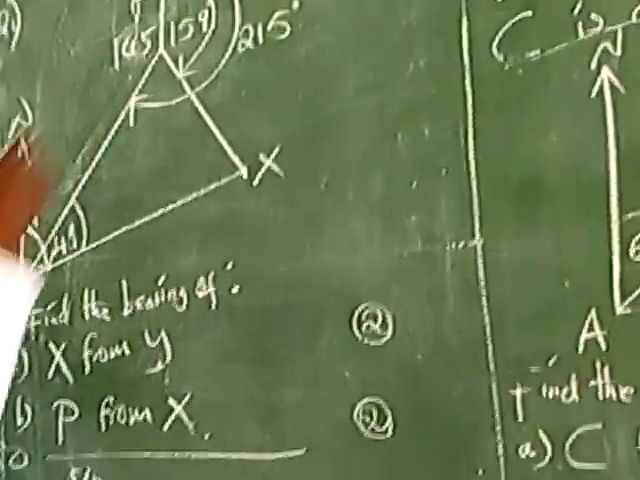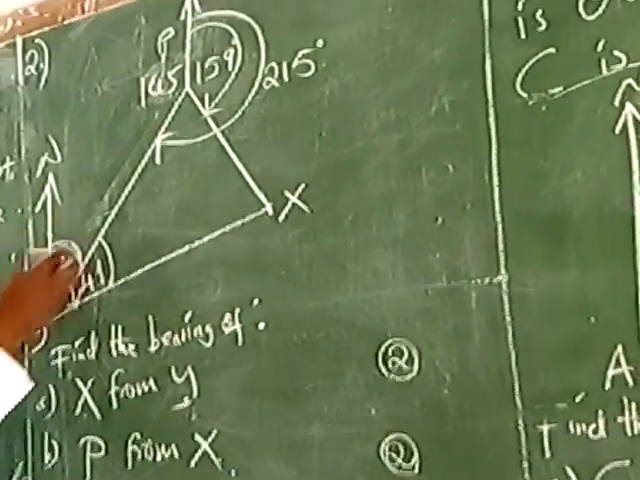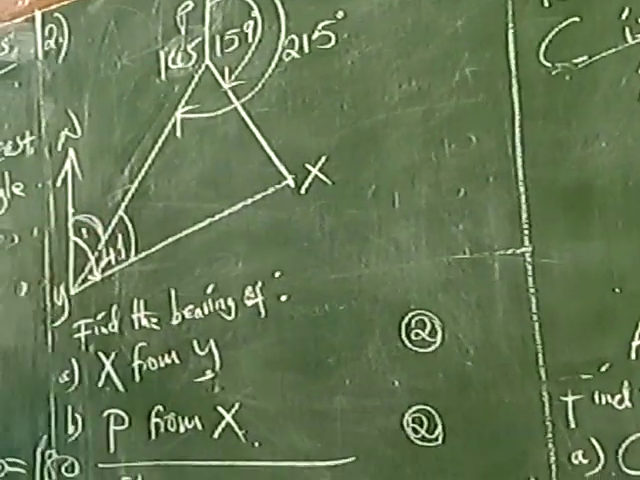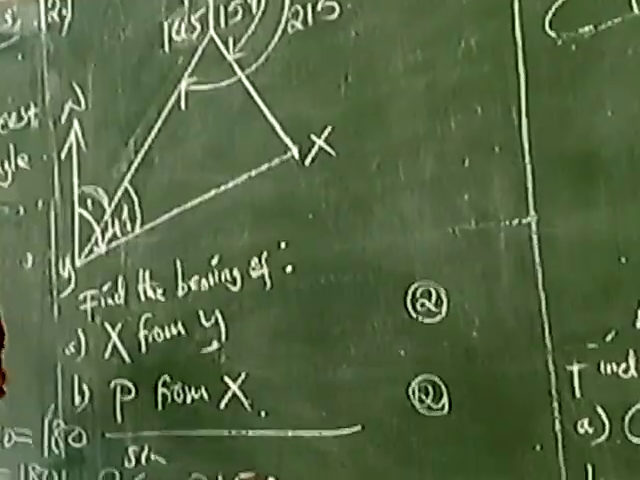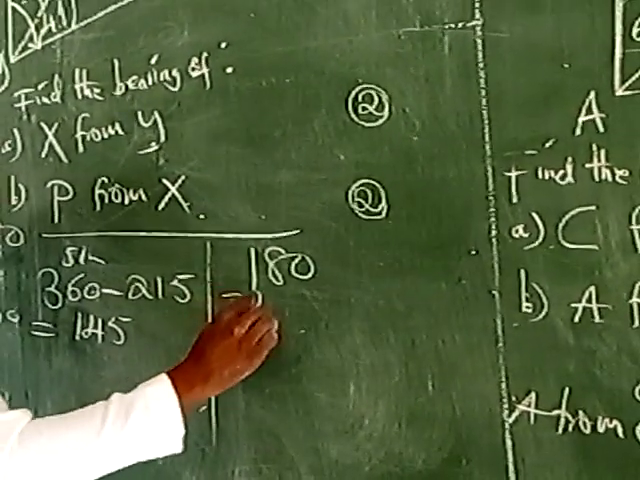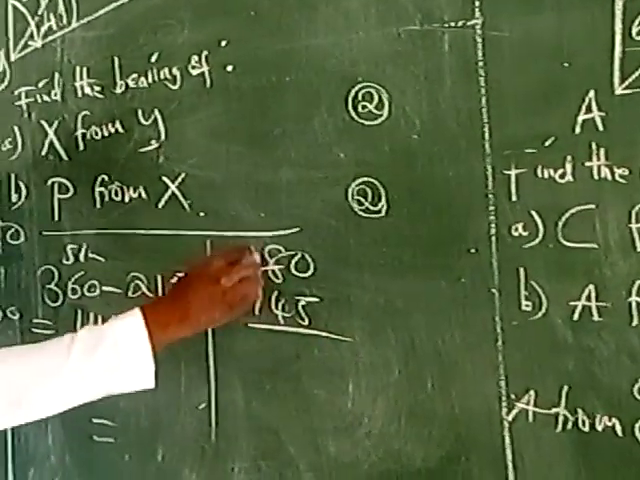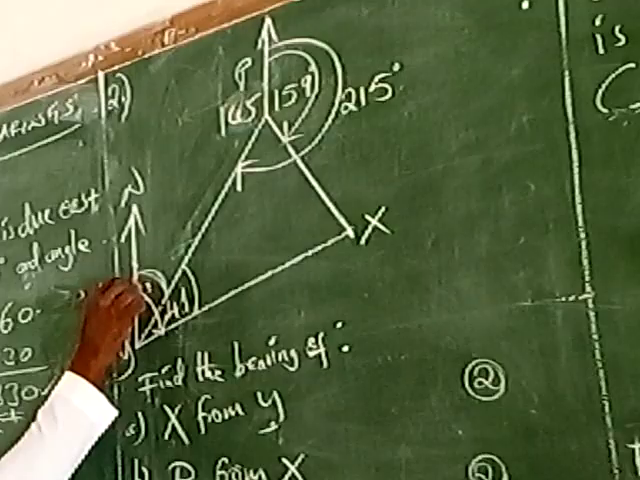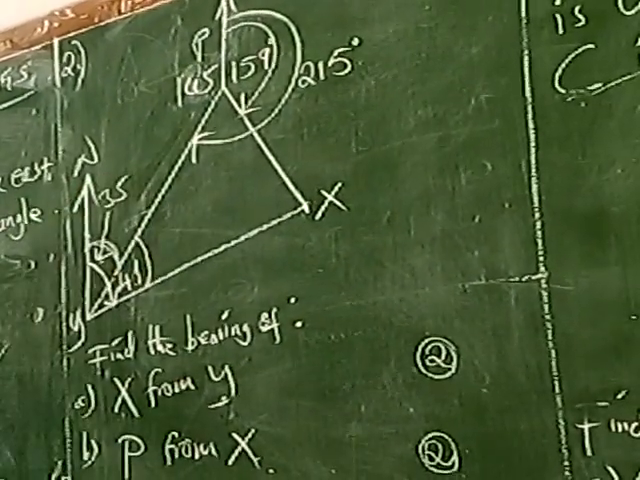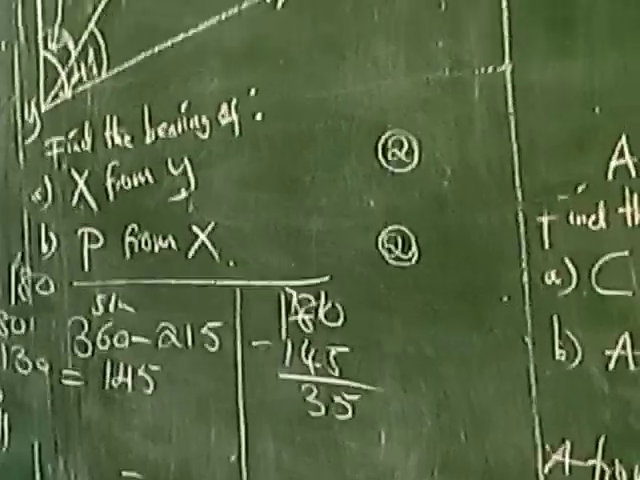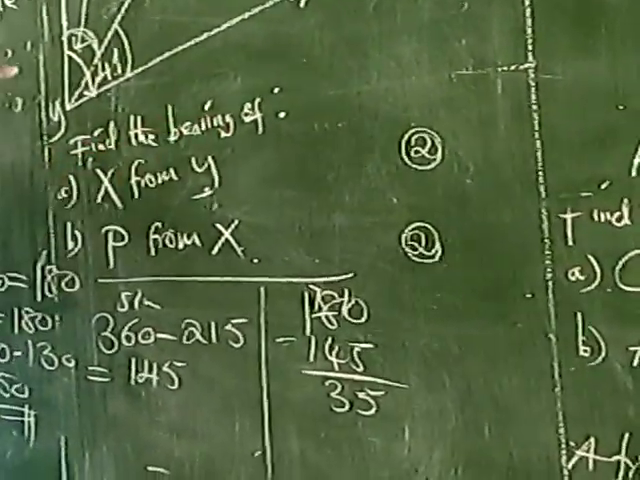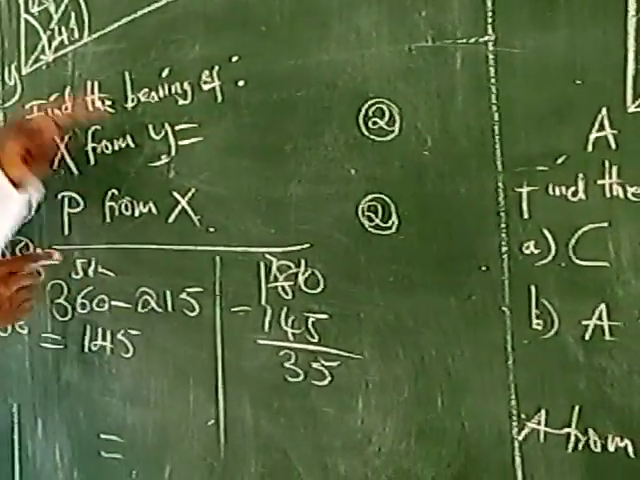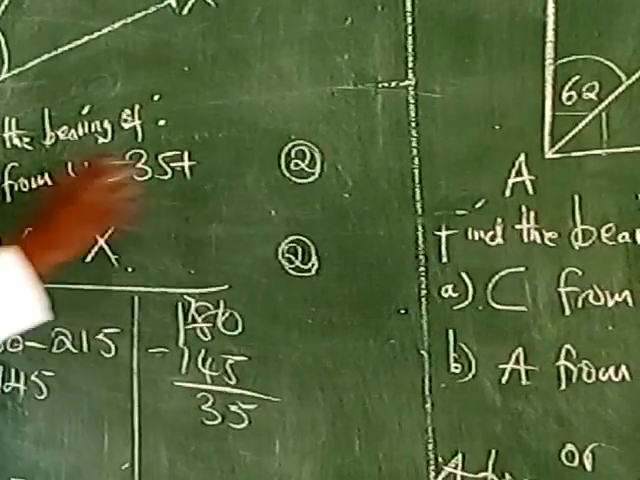If this is 145, what do you think this angle would be, right here? You remove this from 180, isn't it? We now remove this 145 from 180 so that we know this particular angle. We say 180 take away 145. What do we get, guys? We're just getting 35. So this small angle right here is actually 35. Are we seeing? Now remember, the question is, find the bearing of x from y. So this angle will be 35 plus 41.